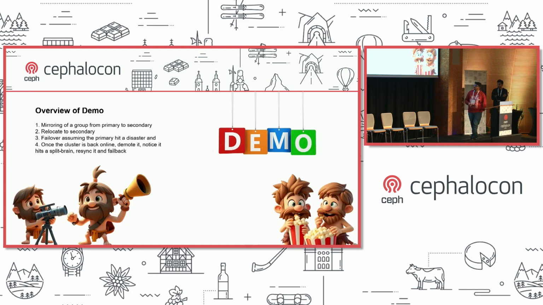Let's go through a short demo, where we'll talk about how mirroring of the group from primary to the secondary happens. We'll see how a relocate can be issued, and we'll also see how a failover can happen in case of disaster, and how we can fail back to the previous cluster. Demo, please.